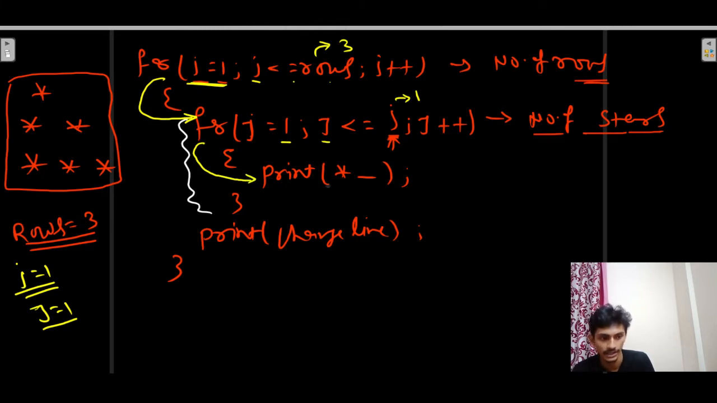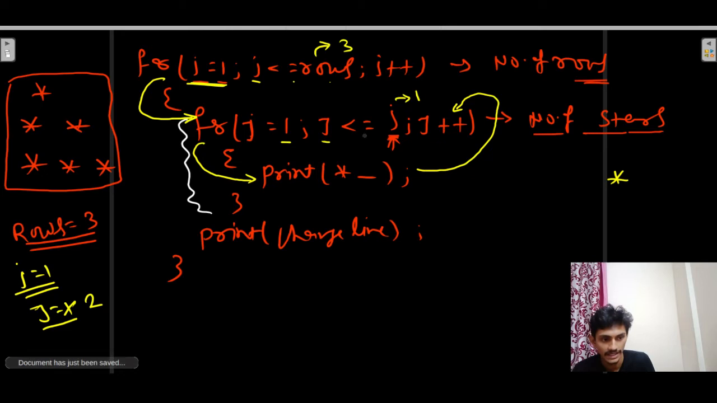What will it do? It will print 1 star. So 1 star will get printed, and then space doesn't matter. After printing this, where will control go? Control will go to this point. Increment will happen, j will become 2.